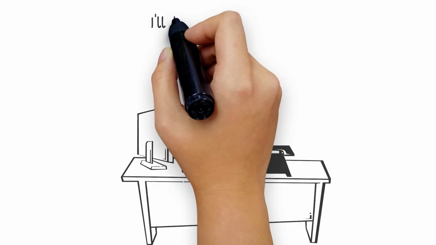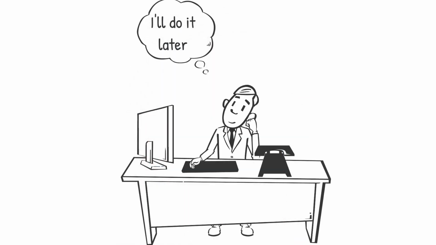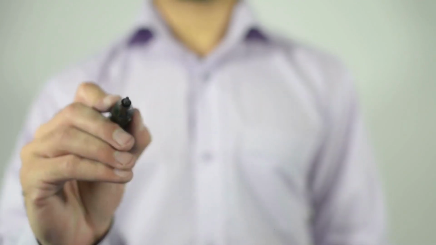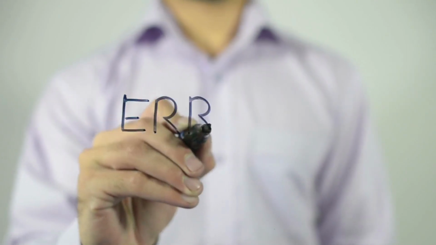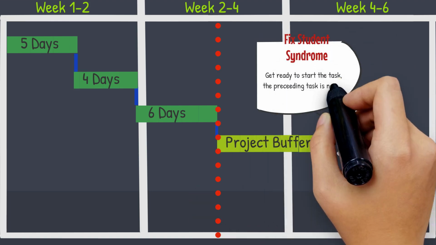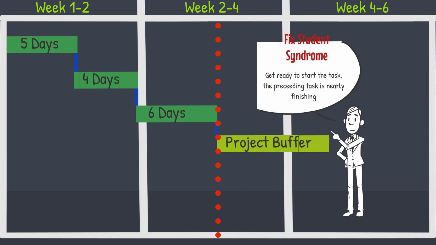Goldratt also highlights another common problem: student syndrome. This is when people start tasks later than they should, thinking they have extra time. But this eats into your buffers and leaves no room for error. Adam addresses this by setting earlier internal deadlines and communicating the importance of starting tasks on time. By creating urgency early, his team avoids falling into the trap of student syndrome.